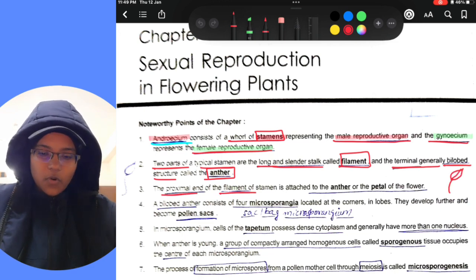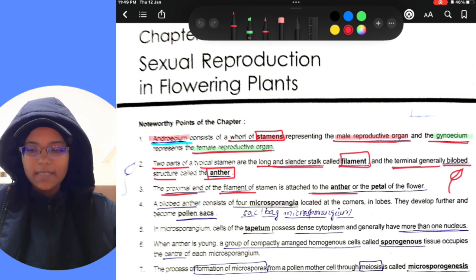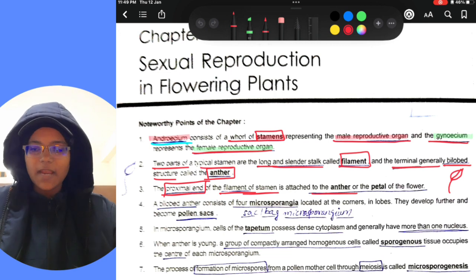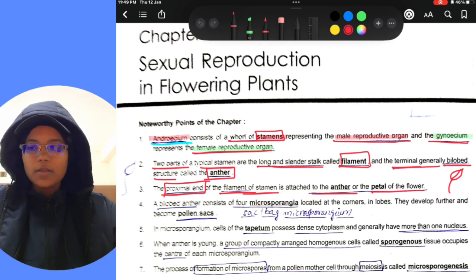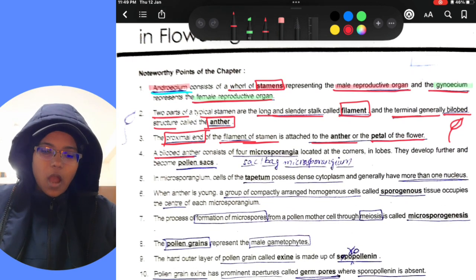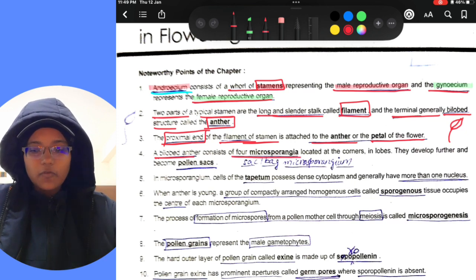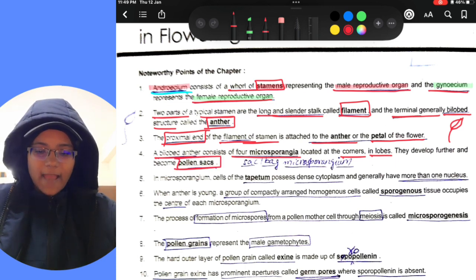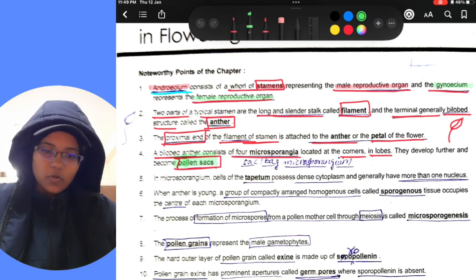The proximal end of the filament of the stamen is attached to the thalamus or the petal of the flower. A bilobed anther consists of 4 microsporangia located at the corners in the lobes. They develop further and become pollen sacs.